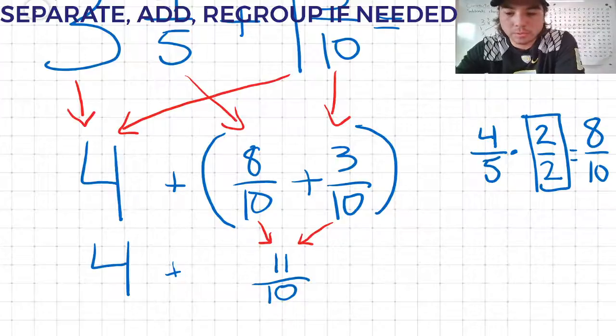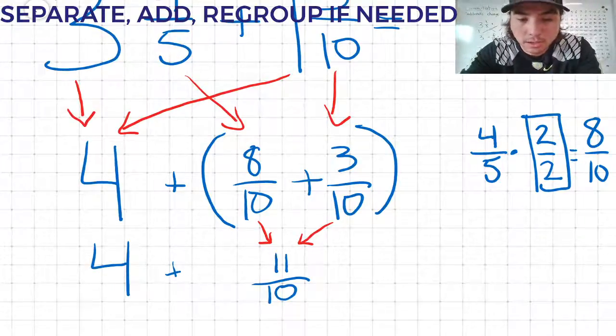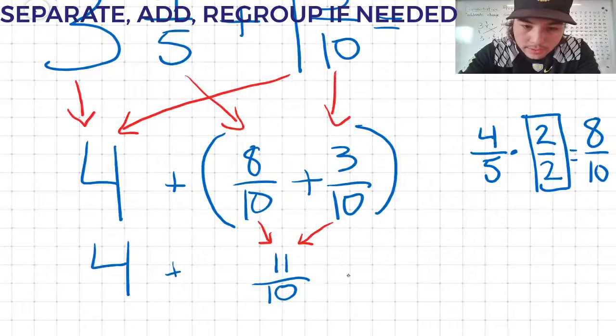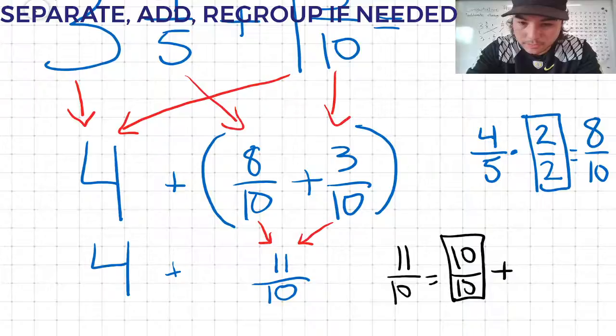Can I make a whole number with 11 tenths? Sure I can. I can make a whole 1, right? Because 10 tenths equals 1. So I end up with 11 tenths equals 10 tenths, or 1, plus how many tenths left over? 10 plus what is 11?